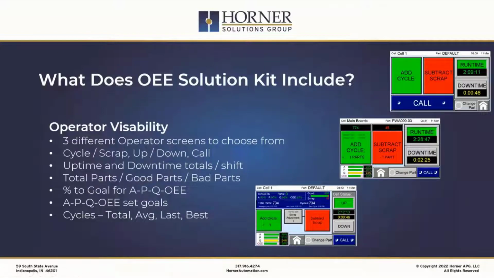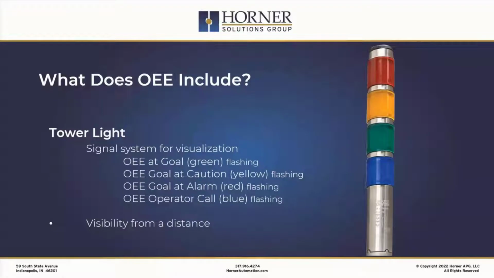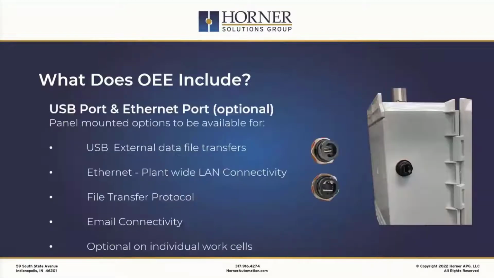This is what the tower light looks like. It is a stainless steel housing with 4 colors on it, and they are very bright from quite a visible distance. That is really what it's intended for, for managers to be able to look across the floor and look for a lot of green lights. That's what they want to see. And then the blue light, again, is what we've put in for the call function.